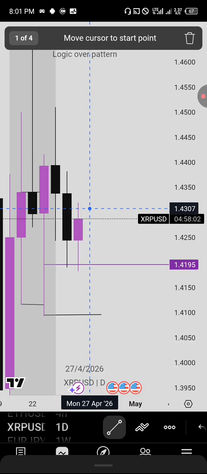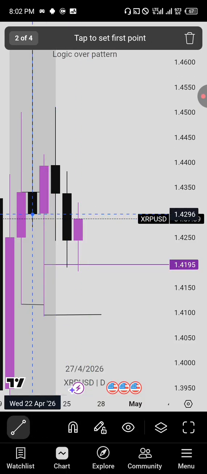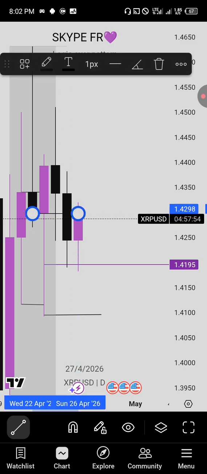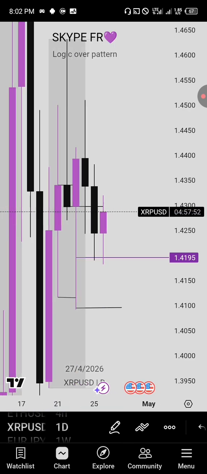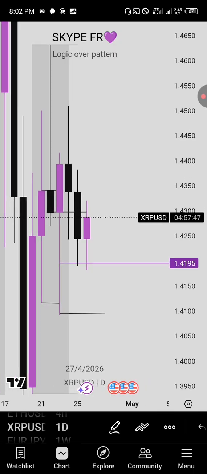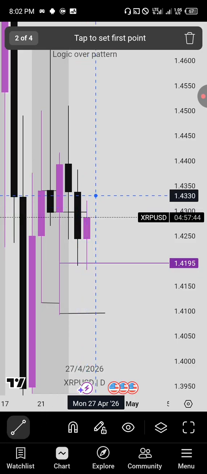Some people might be looking at this. We also have a breakout here to the downside, of course. But the last reaction, price is also reacting to this level, but there is no actual confirmation that price is going to use this level to sell. Alright.